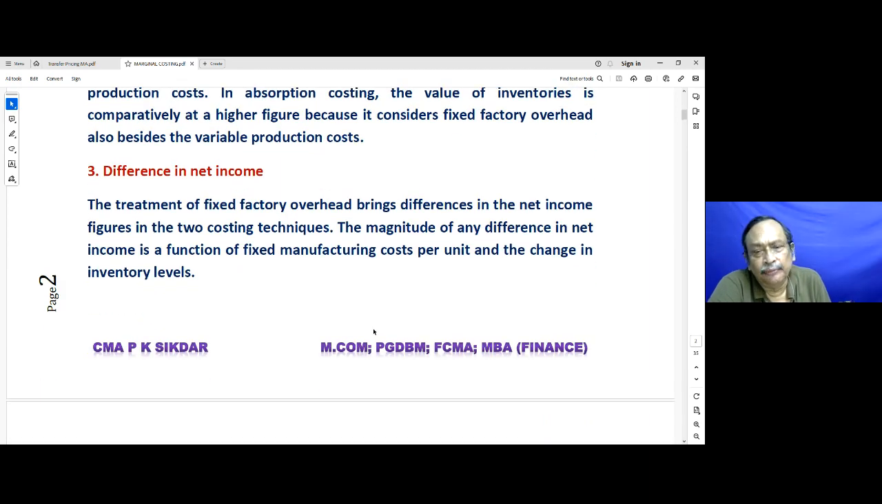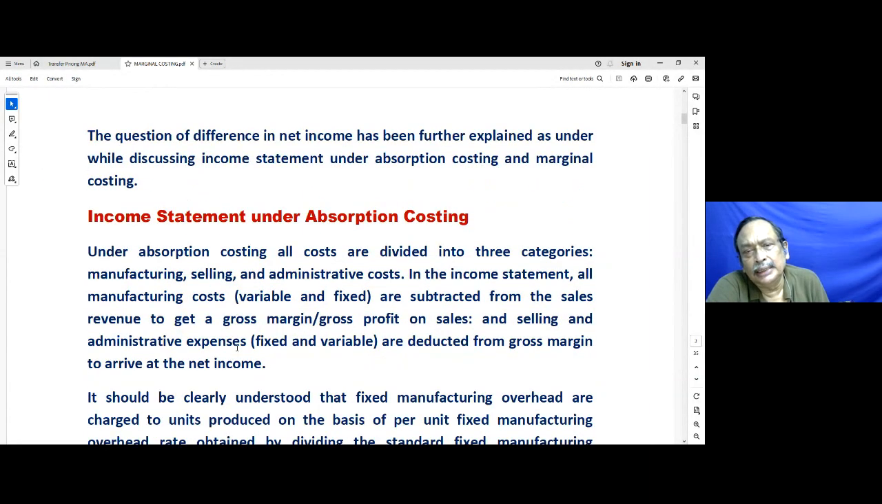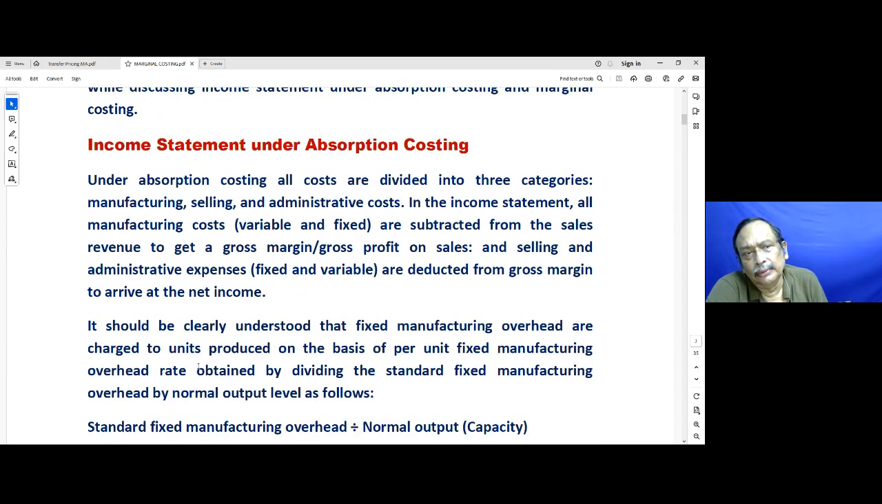Then, difference in net income. The treatment of fixed factory overhead brings a difference in the net income figures in the two costing techniques. The magnitude of any difference in net income is a function of fixed manufacturing cost per unit and the change in inventory level. The question of difference in net income has been further explained as under while discussing income statement under absorption costing and marginal costing. Now, gradually we are coming to how the income statement is actually prepared under absorption costing.